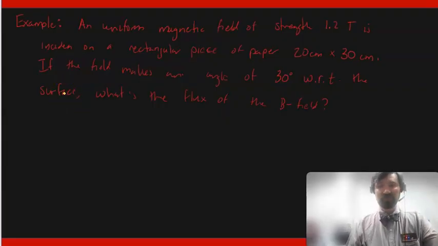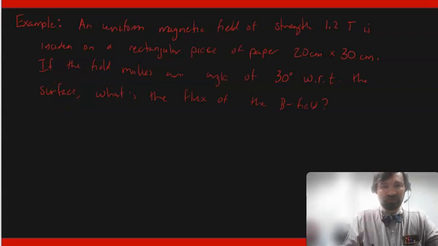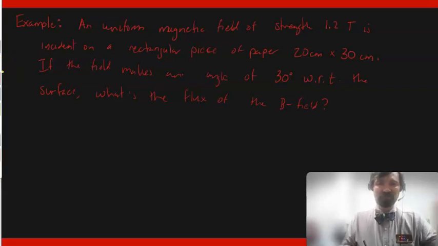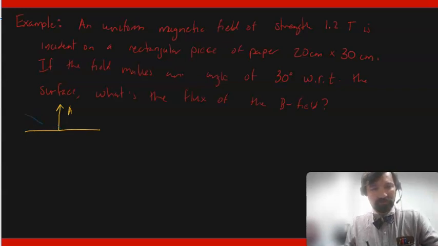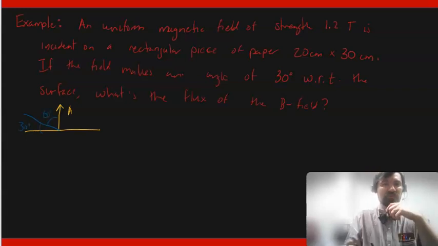A uniform magnetic field of strength 1.2 teslas is incident on a piece of paper which is 20 by 30 centimeters. It's incident at an angle of 30 degrees with respect to the surface, so what's the flux? Basically, if I was to draw the paper from the side, here's the area vector, and then the magnetic field basically is sort of incident like this on that paper. And so this angle right here has been specified as 30 degrees, which makes this angle right here 60 degrees.